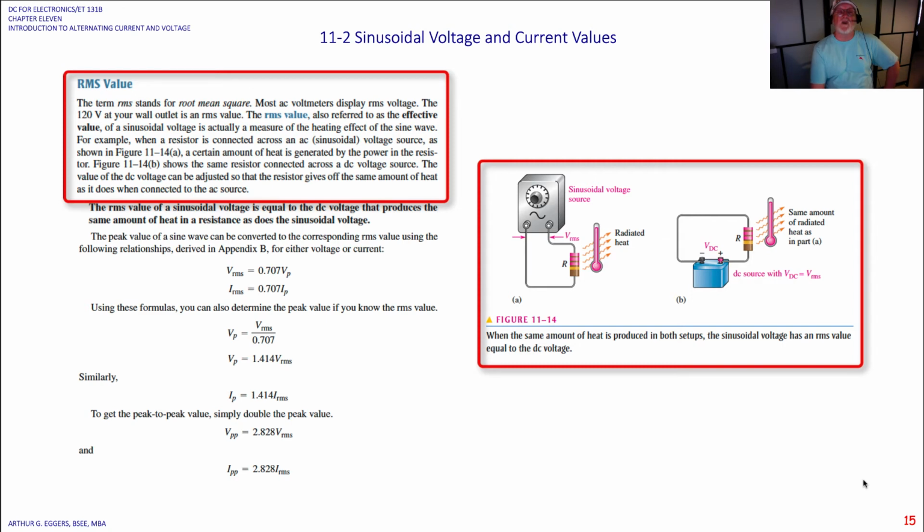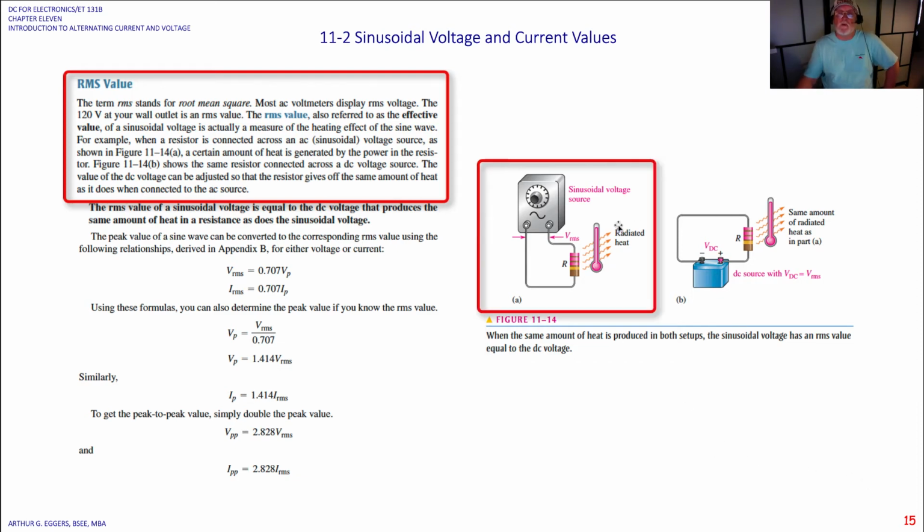The RMS value also refers to the effective value of a sinusoidal voltage. That's actually a measure of the heating effect of a sine wave. So what are we talking about? Well, what we'd have to do is a comparison. You can see over here on the right, we've got a sinusoidal source that we're pumping some current through at some voltage level, through some resistor. After a while, if we pump enough current through here, it's going to get hot, converting electrical energy to thermal energy or heat, and it starts radiating that heat.